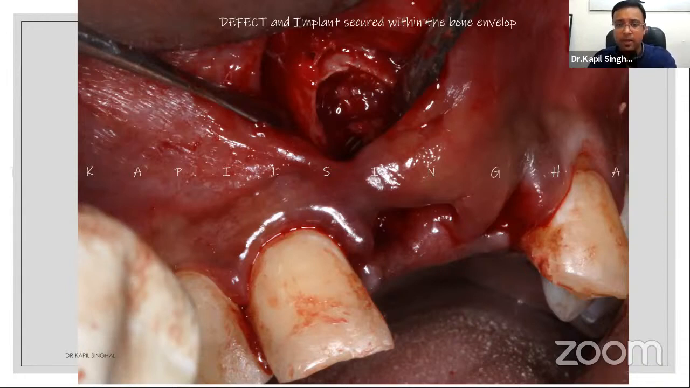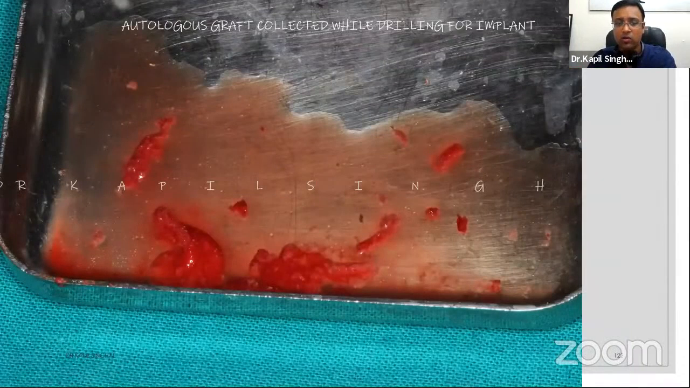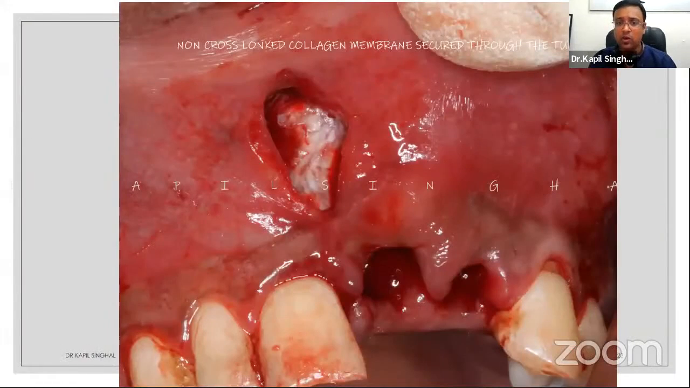Okay, so I placed my implant. This is the autologous graft that I was telling you I always collect while drilling. So I drill at 100 RPM without saline, and I collect all this autologous graft. So this is a free and very valuable graft for me. And I mix this graft with a xenograft. Okay, I've secured a membrane.